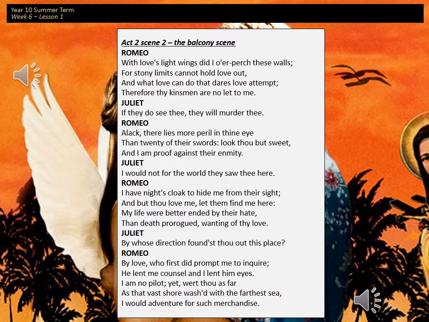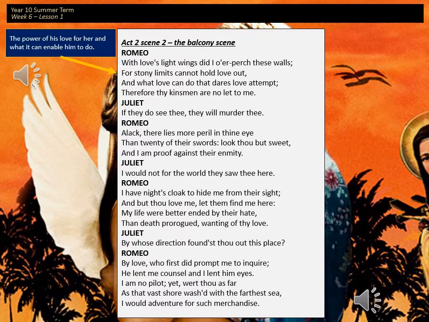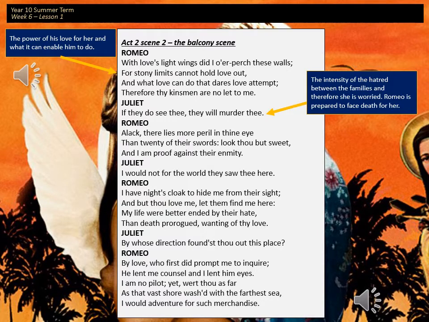So as I'm looking through this extract, I might think about that first little bit, as we know, as a little reminder to ourselves that that's about the power of his love for her and what it has enabled him to do, the freedom that it's given him, the power that it's given him. I might then look at that word murder and think about how that shows the intensity of the hatred between the families, and that's why she's worried. Okay, but it also speaks to the lengths that Romeo is prepared to go to be with Juliet. He's prepared to face death for her.